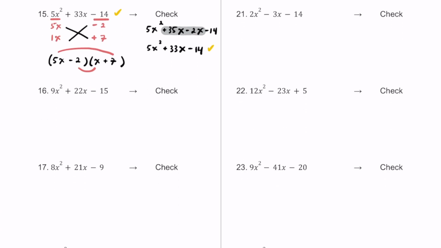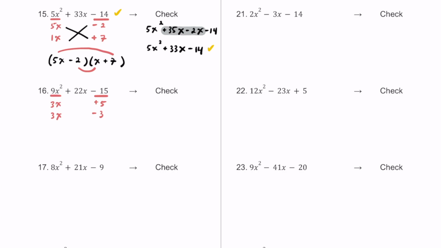If we look at 16, we have 9x squared plus 22x minus 15. Unfortunately, 9 is composite, so it could be 3 and 3 or 9 and 1. Let's start with the ones that are closer together, so it's going to be 3x and 3x. And then for this 15, it doesn't have too many factors, but let's do maybe 5 and 3 to start with. I'm just going to make this positive and this negative to start.